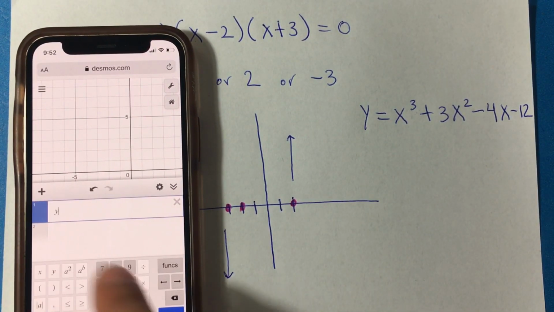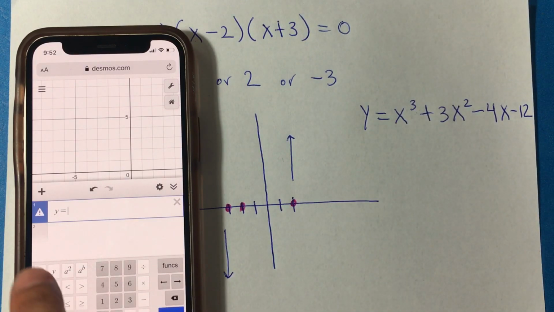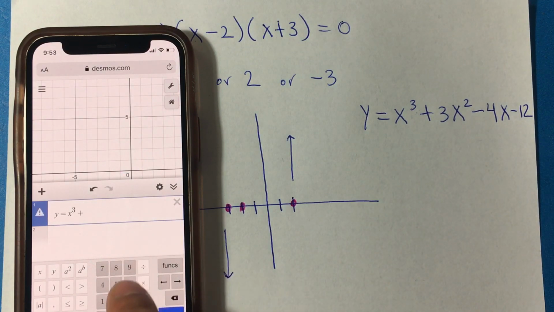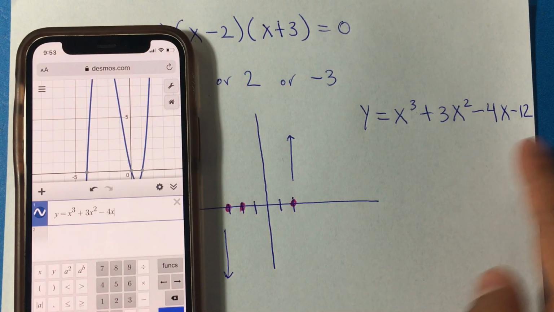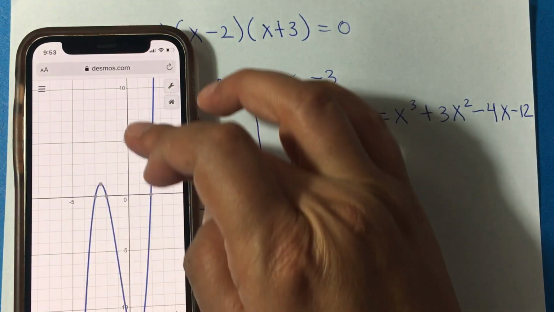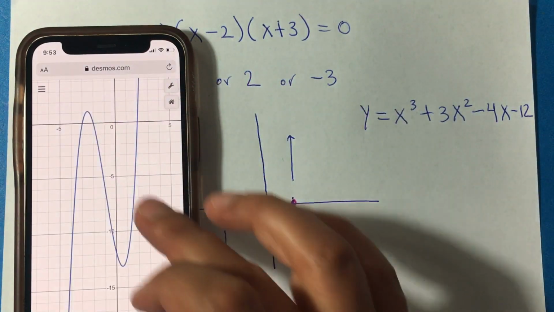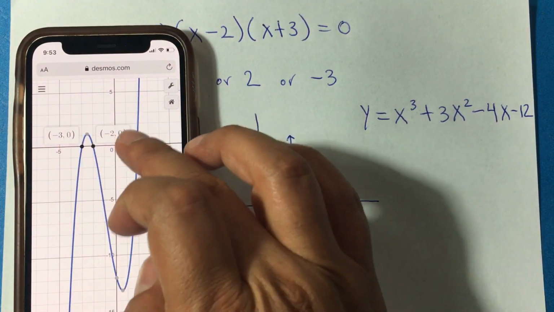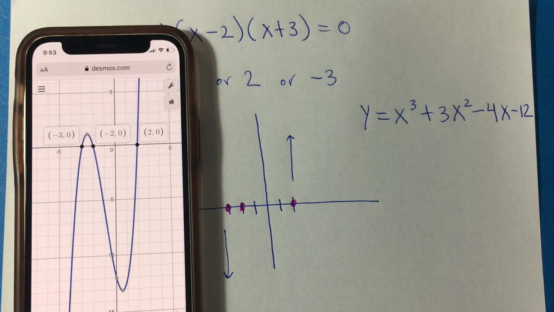So y equals x cubed, raised to the 3rd power, plus 3x squared. Please let me know if I messed up. Minus 4x and minus 12. Sometimes it doesn't allow me. Okay, here it is. Those are the values, and -3, -2, +2, we are correct.